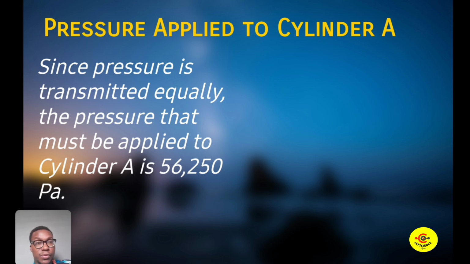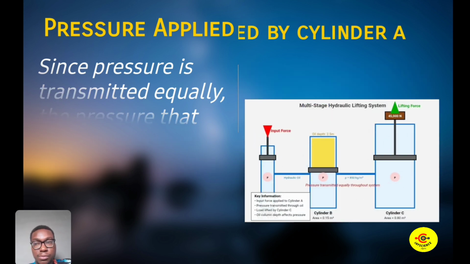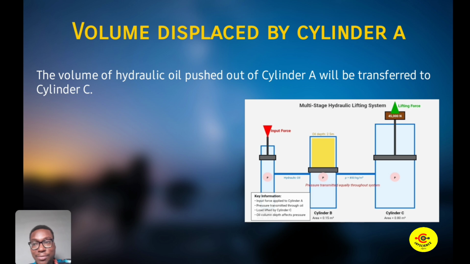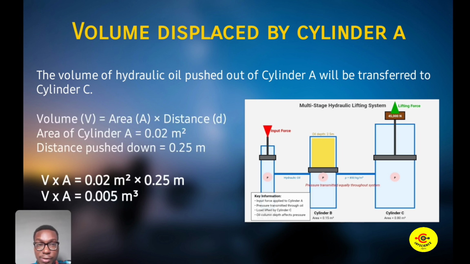Now, part B is all about conservation of volume. When cylinder A moves down about 0.25 meters, where does all that oil go? It can't just disappear. It has to push up cylinder C, right? So first we calculate the volume displaced by cylinder A: area times distance, that is 0.02 square meters times 0.25 meters. That equals 0.005 meters cubed.